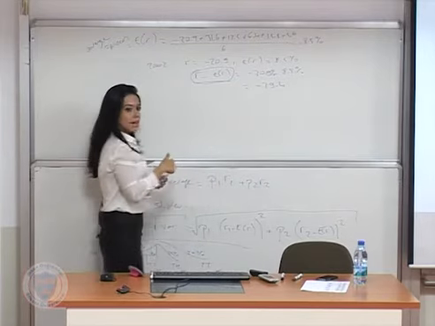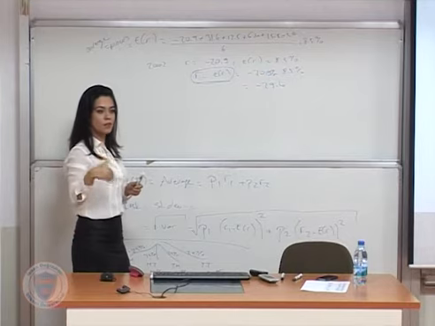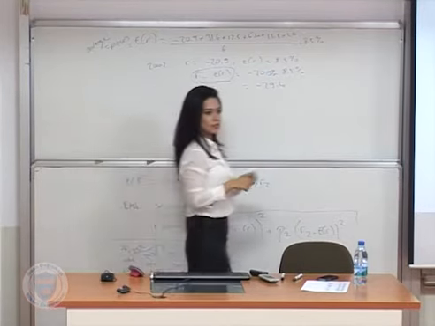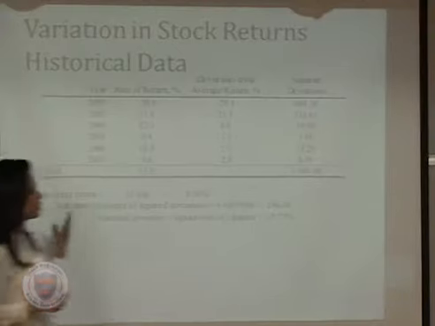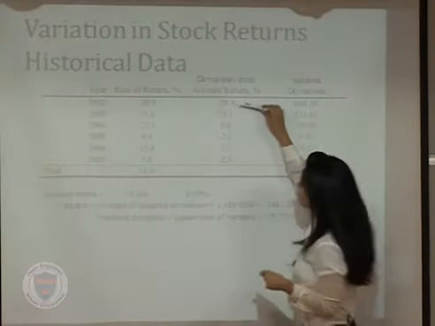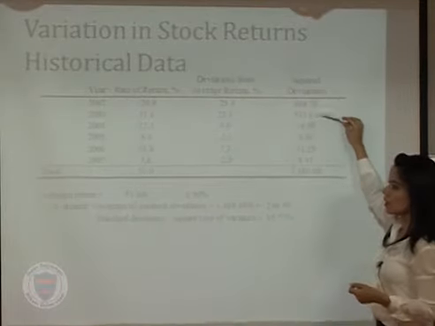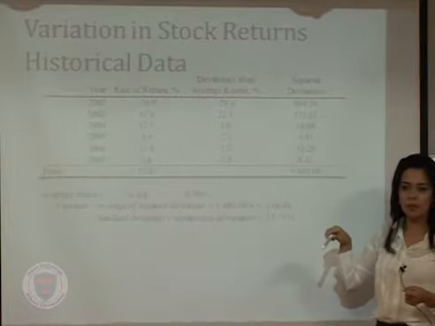Then what do I need? I need the square of the deviations. So for each year, I'm calculating the square of the deviation. So these are the deviations. These are the squares of them. Then what am I going to do?